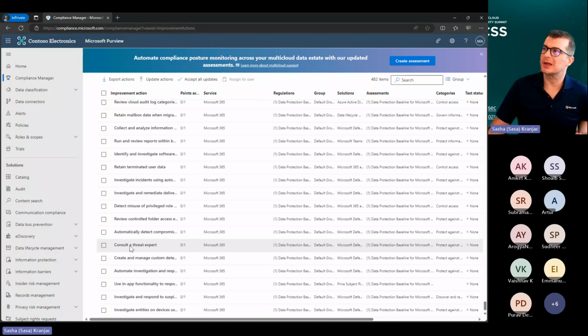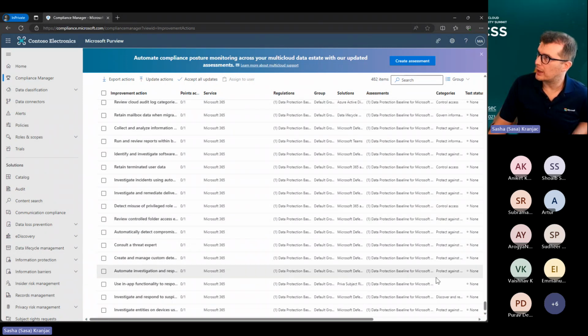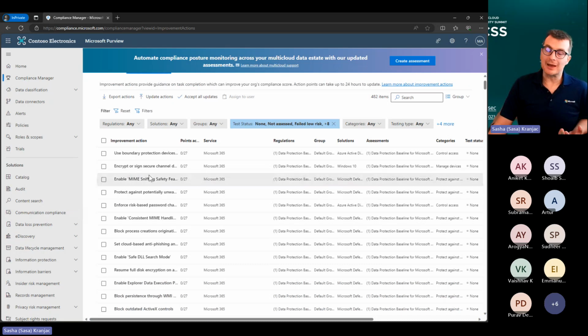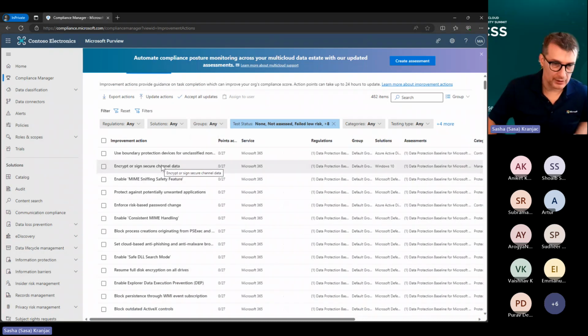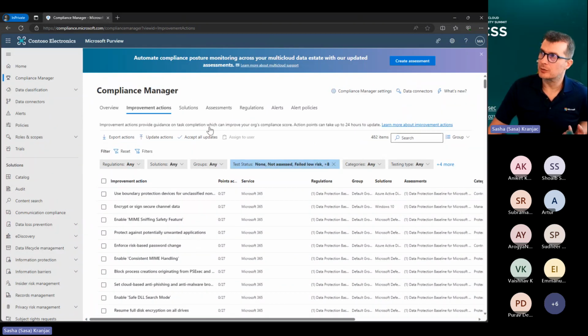But for example, consult a threat expert. Actually, review control folder access. It's something that will bring 0.1. But we will be mostly interested in addressing all of these things that actually have bigger points, for example, that are more important things to do. Anyway, this is the compliance manager, extremely important. Please take a look at these. These are extremely important and valuable things.